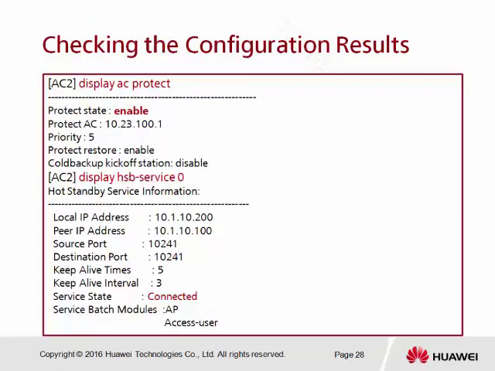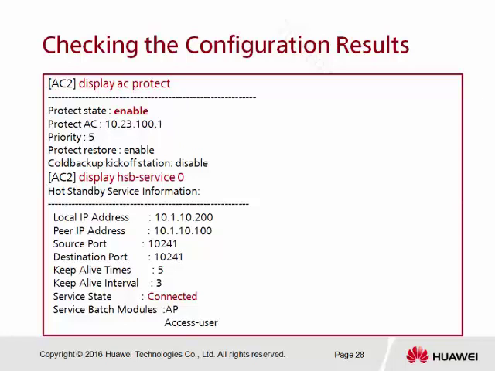To check the configuration result, we use the command called display AC protect. With this command, you can check whether my AC2 has already enabled the protect state or not, and who my protect AC is. Right now I am paired with AC number 1, and this is the IP address 10.23.100.1. And AC2 itself has priority 5. The protect restore by default is already enabled.